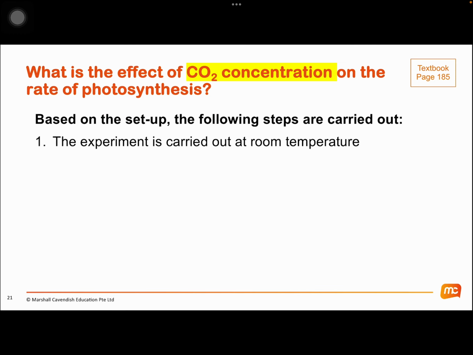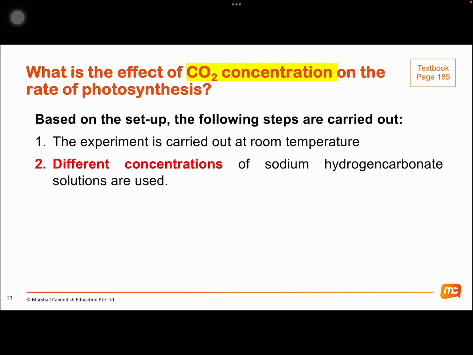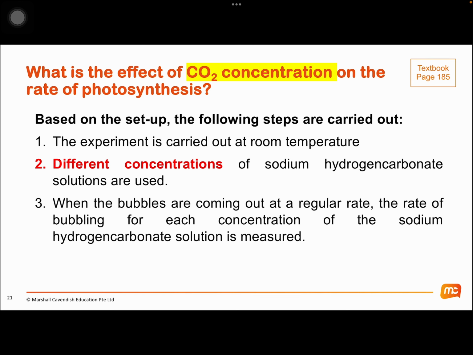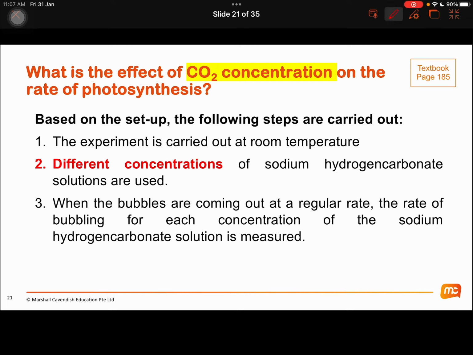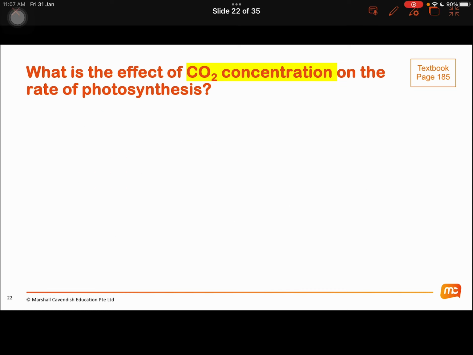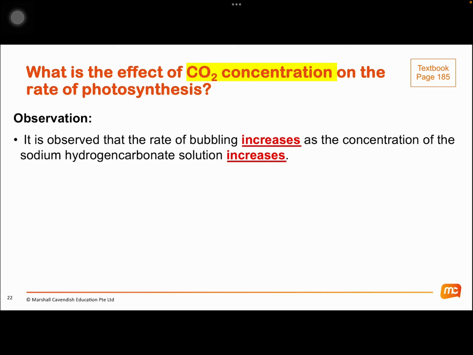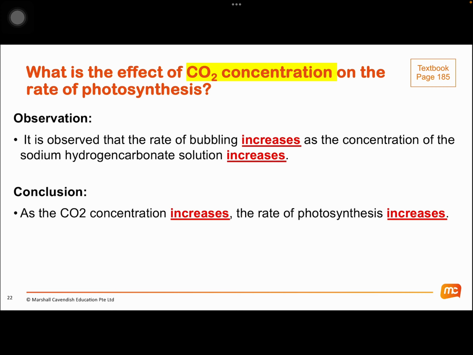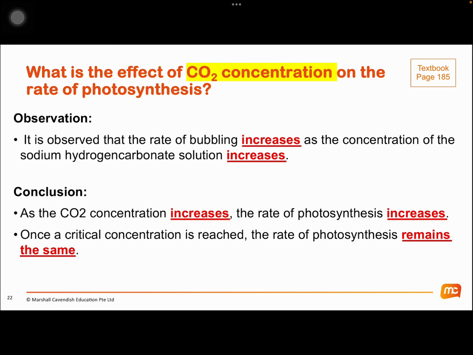Alright, so you can see that temperature is kept constant in this experiment. The only thing that changed is the different concentration of sodium hydrogen carbonate solution used. And then instead of measuring just a bubble, we can use a syringe to measure the volume of oxygen gas produced instead, which will definitely give you more accurate results. And the observation, as seen in the video, is that the rate of bubbling increases as the concentration of solution increases. But the same thing applies over here.